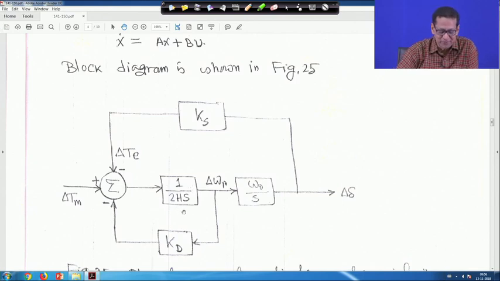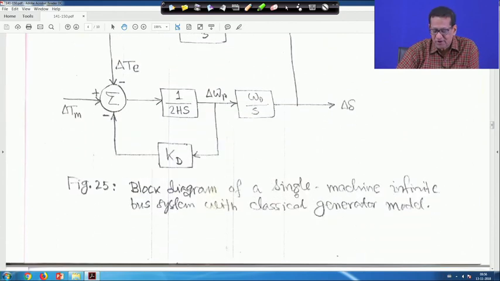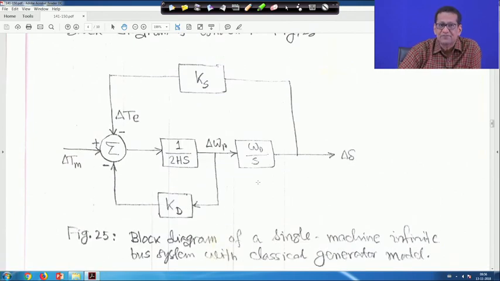It is 1 upon 2 H s into delta T m minus K s delta delta minus K d delta omega r, is equal to delta omega r, and as I told you, delta delta is equal to omega 0 upon s delta omega r. Now, this is the block diagram of a single machine infinite bus system with classical generator model.